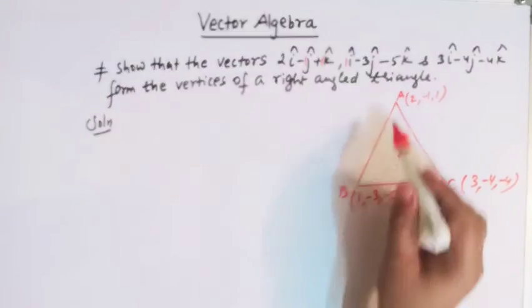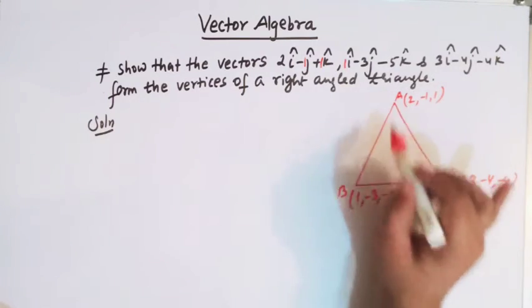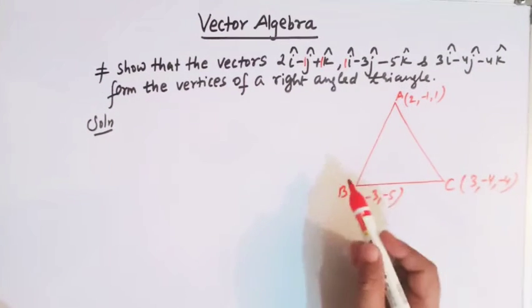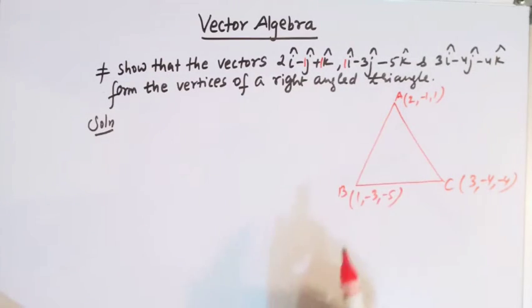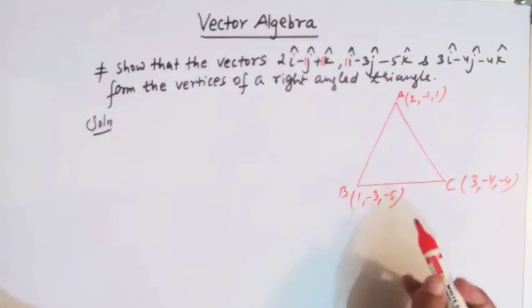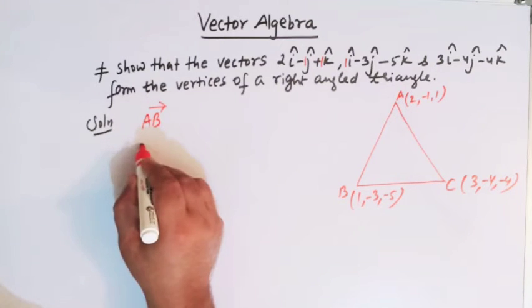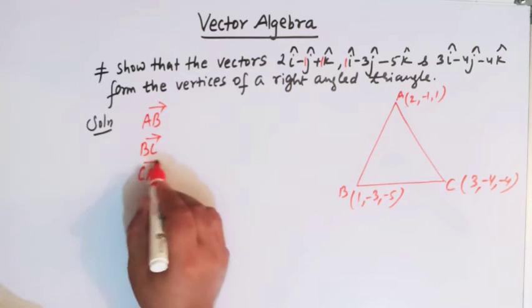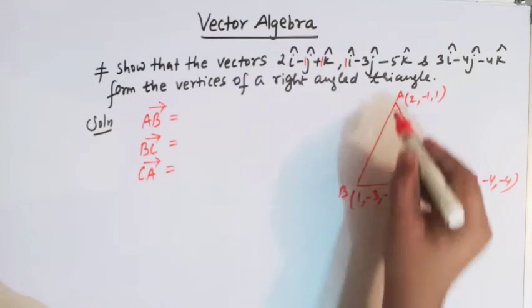So we have to prove that these three vertices form a right angled triangle. Here I have not drawn directly a right angled triangle, but we will prove it and then we will again draw the diagram of the triangle, right? For this, what we will do, we will find the vectors AB, then vector BC and then vector CA, right? So let us find the vector AB.